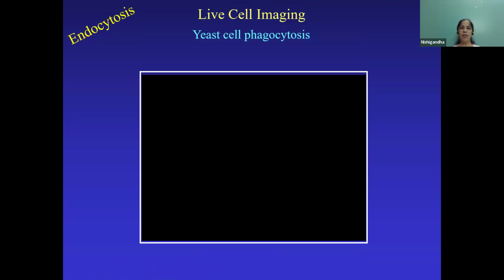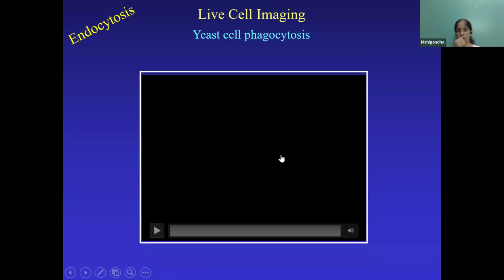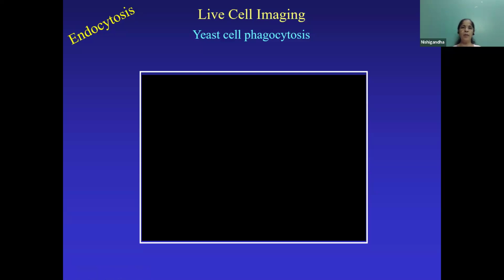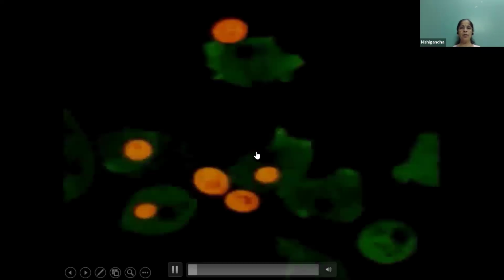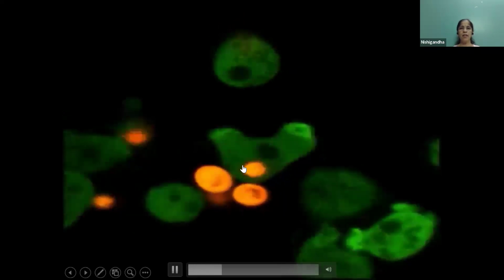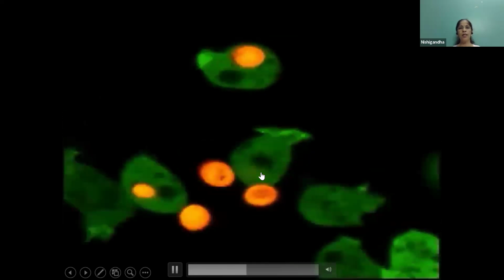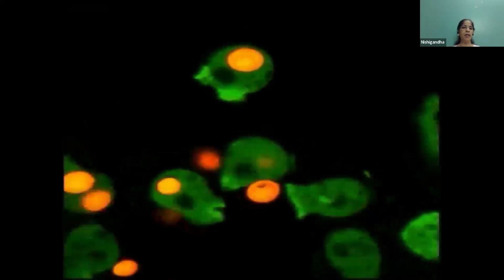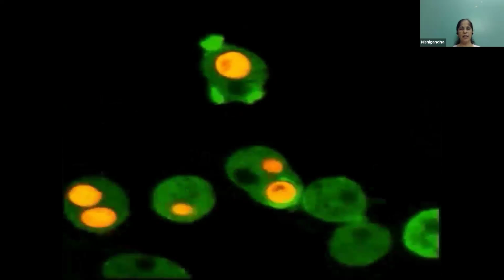Now let's talk of live cell imaging. Endocytosis, if you want to study. Now what I'm going to play is a slide where yeast is labeled with orange color, and then macrophages are expressing GFP. You can actually see the way this yeast is engulfed by these macrophages. It is taken into a vacuole, and ultimately, naturally, it is going to be disintegrated.